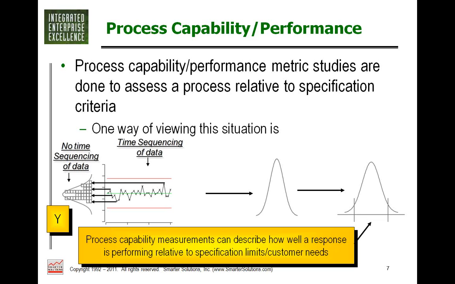And if we've got stability, we could then build a histogram like we're shown on the left-hand side and then turn it on its side, and we get a probability density function. So that's basically the voice of the process talking to us. And then if we put specification limits on there, we can make a statement about how the process is doing relative to our specification. We could look at perhaps percent nonconformance.